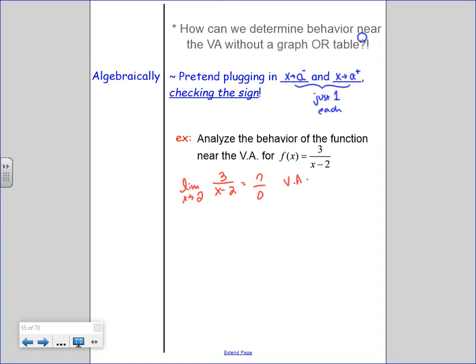I'm showing like before we do anything. We plug in, we get 3 over 0. We know it's a vertical asymptote. Then we say, okay, let's come from below. Let's come from above. Come from below, we could pretend plugging in 1.9. Come from above, we could pretend plug in 2.1.